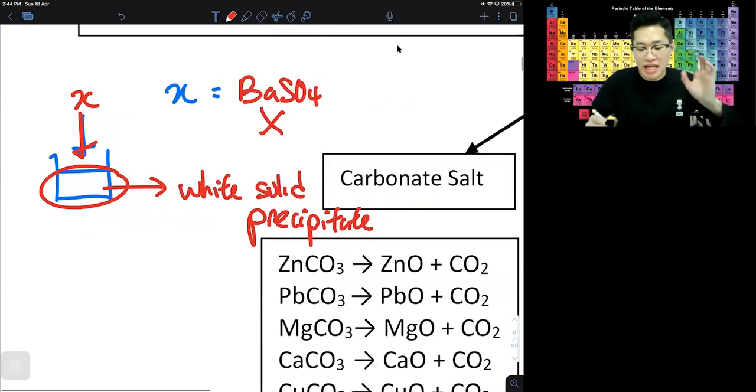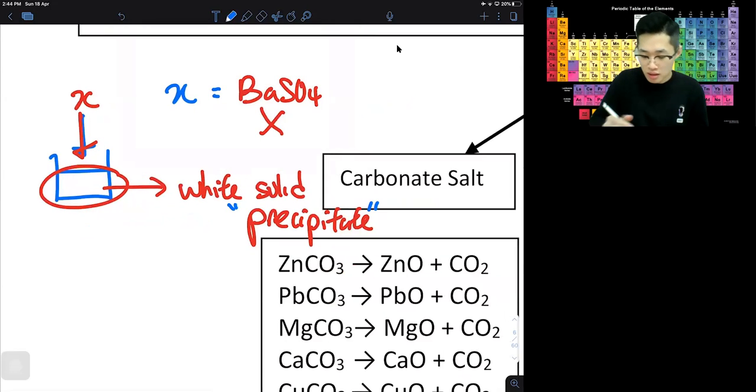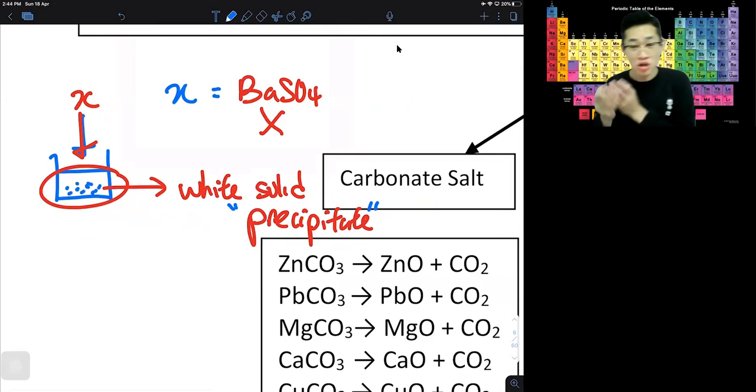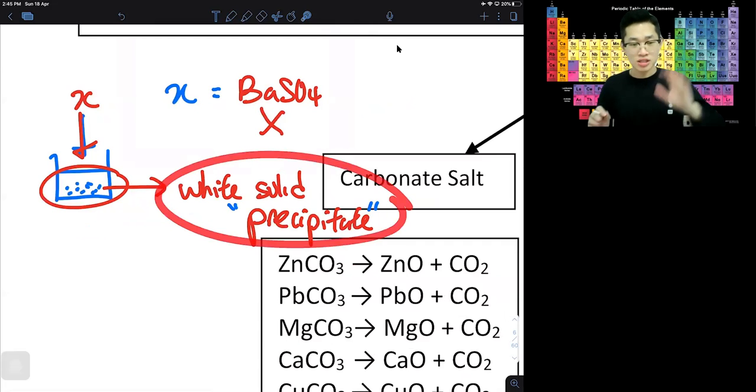Precipitate means the solid that cannot dissolve, like you have things in your water solution. It's called a white precipitate. Both are acceptable, just like that.